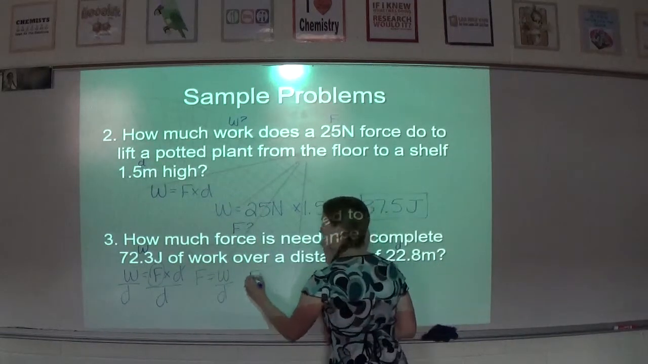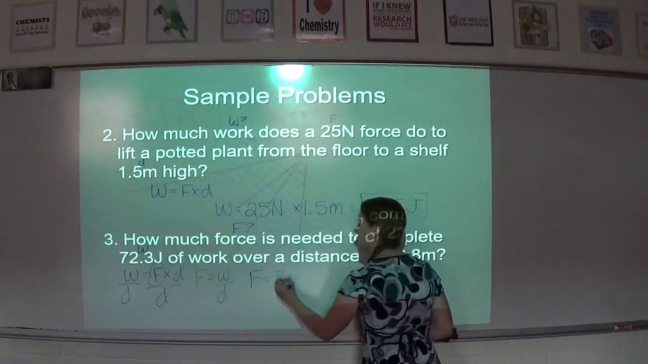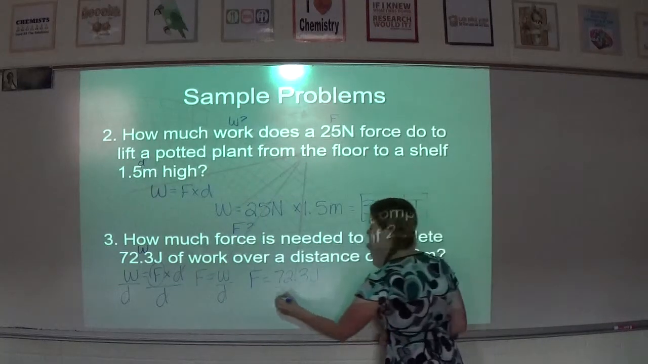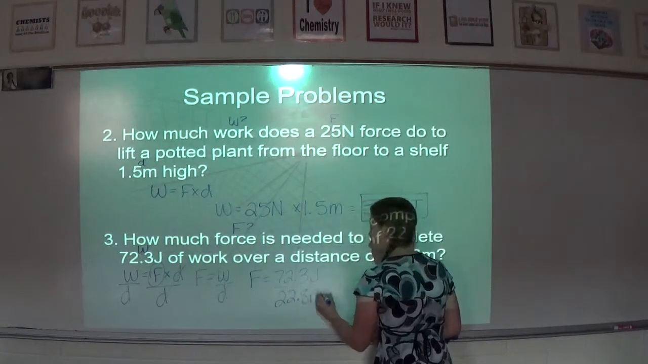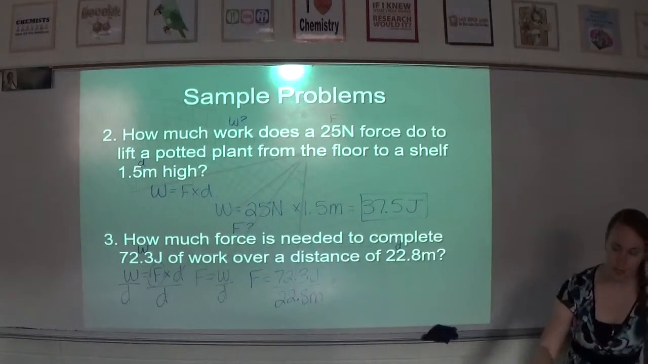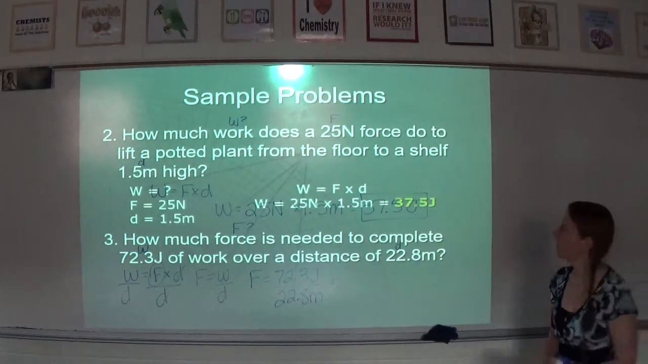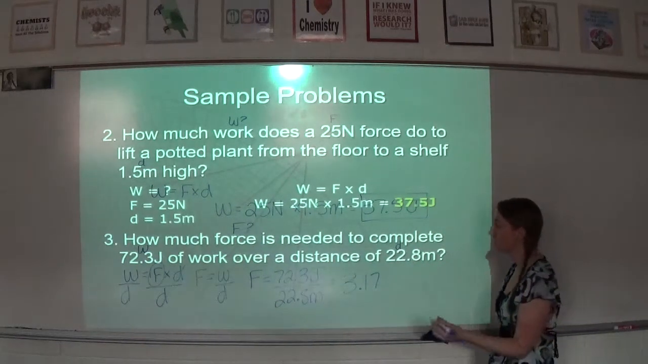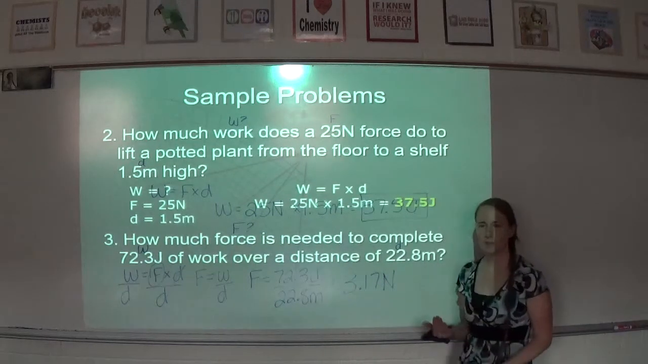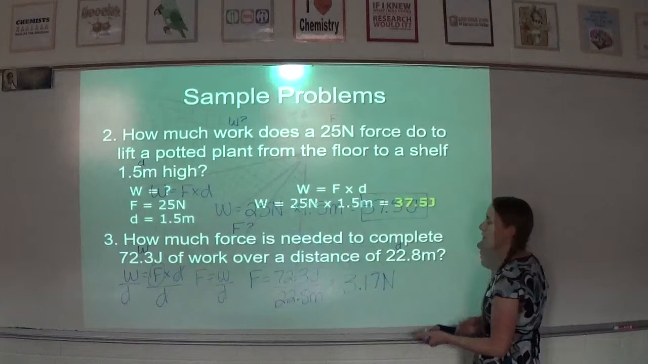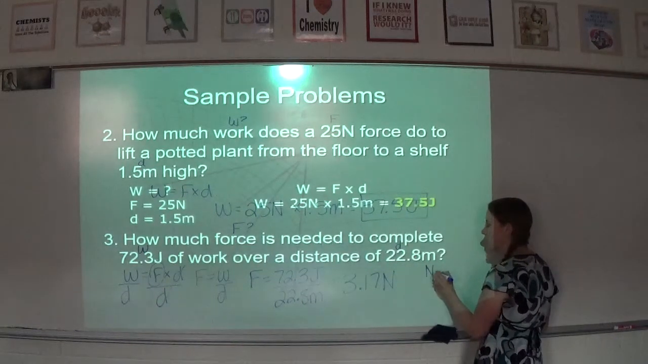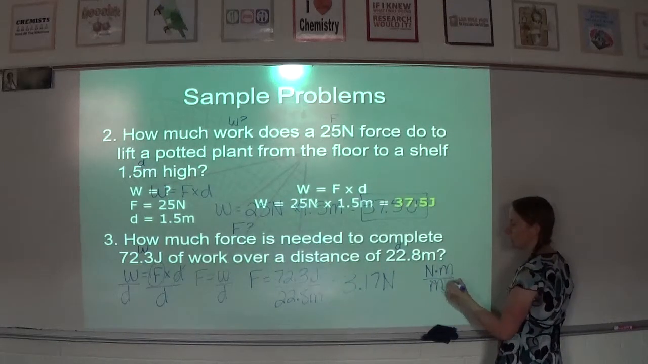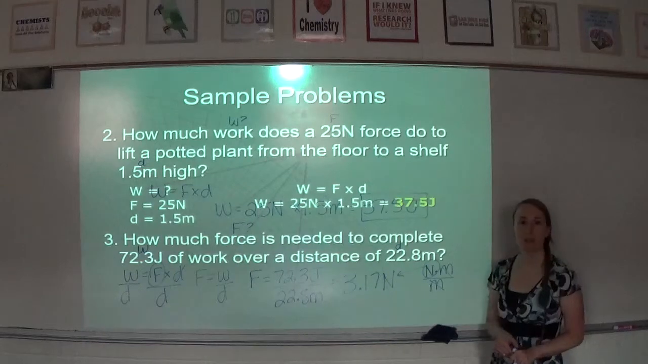So once I've rearranged my formula, I can just plug in. So my work is 72.3 joules, and my distance is 22.8 meters. And so when I divide, I get 3.17. And then what is our unit for force? Well, it is newtons. Now let's say you forget because you see this joule per meter. Well, if you remember, a joule is a newton times a meter, and we're dividing it by another meter. So those meters cancel and we're left with newtons, which is what we have right here.